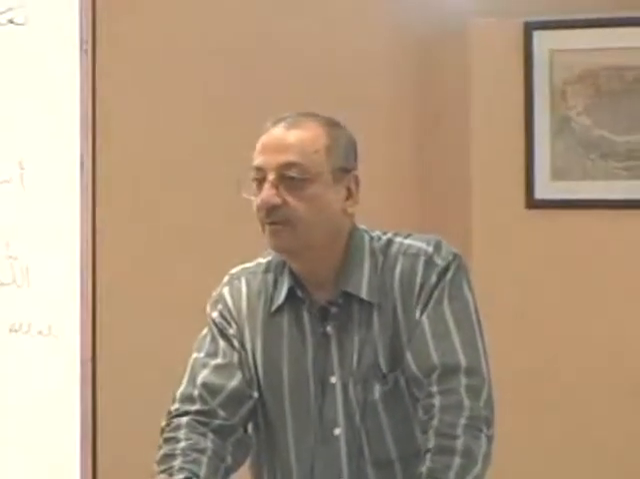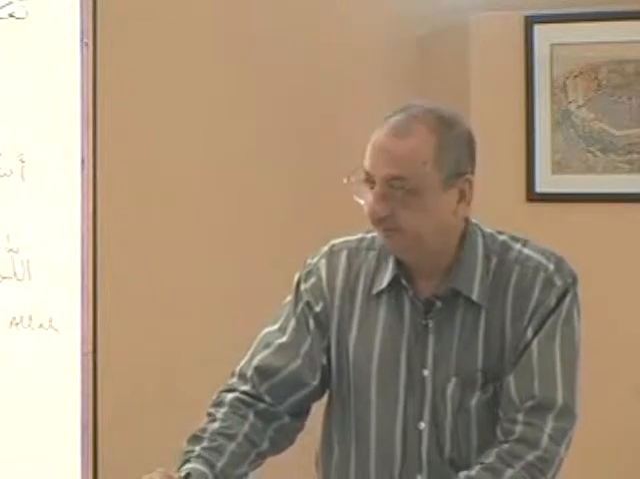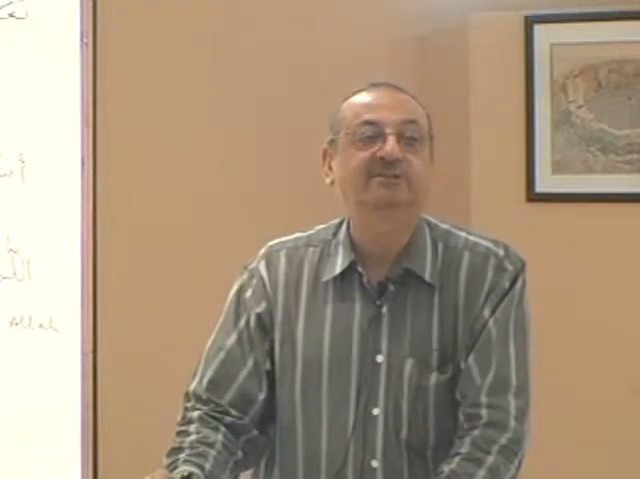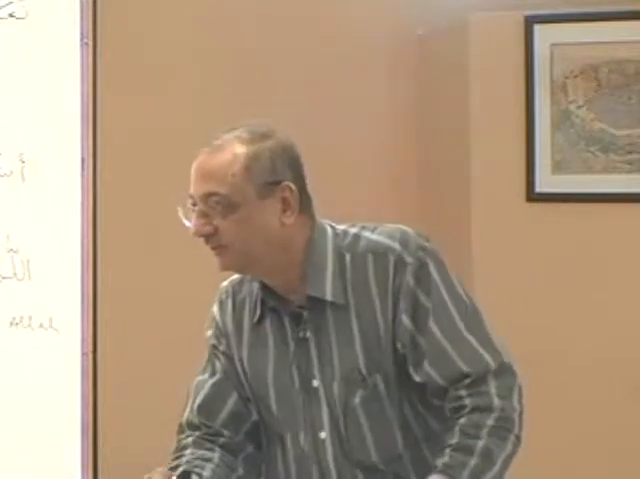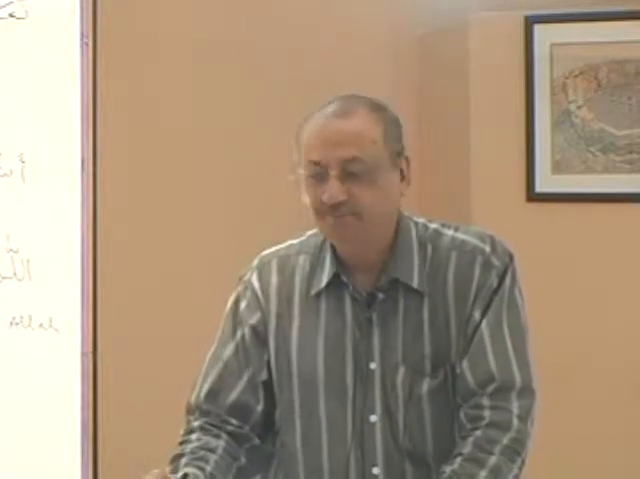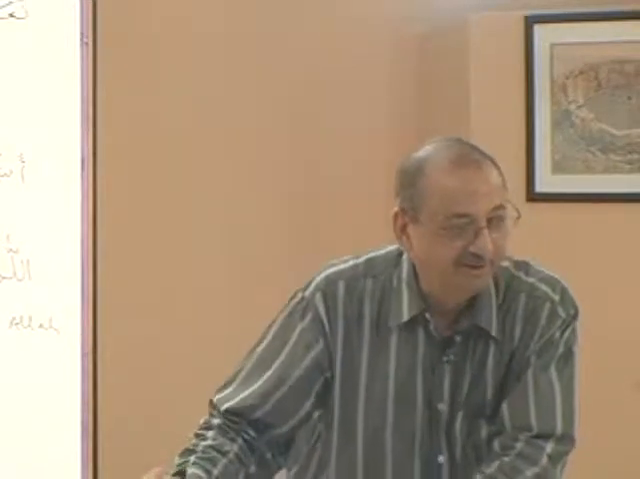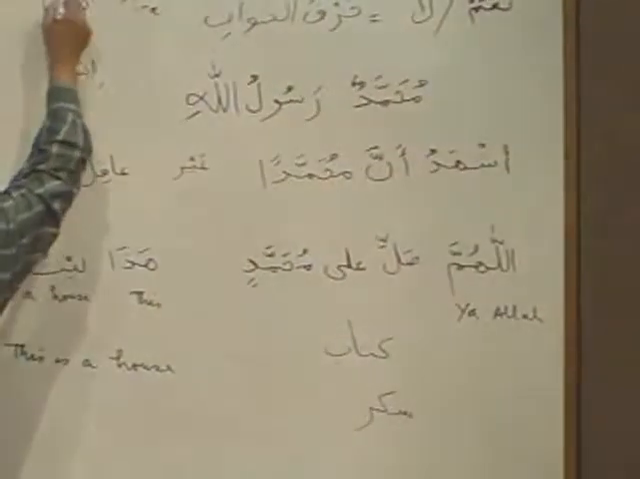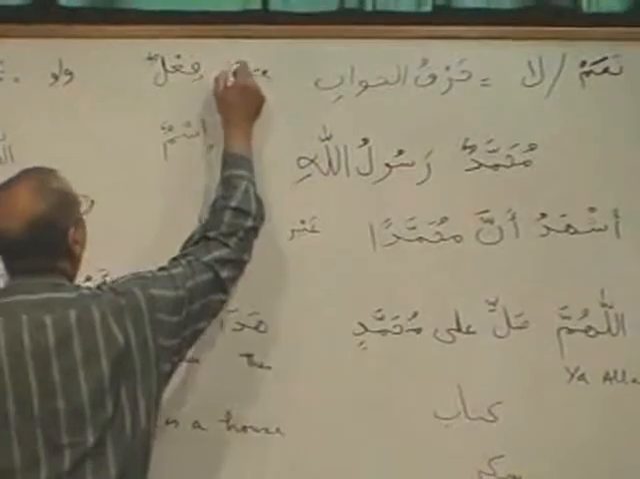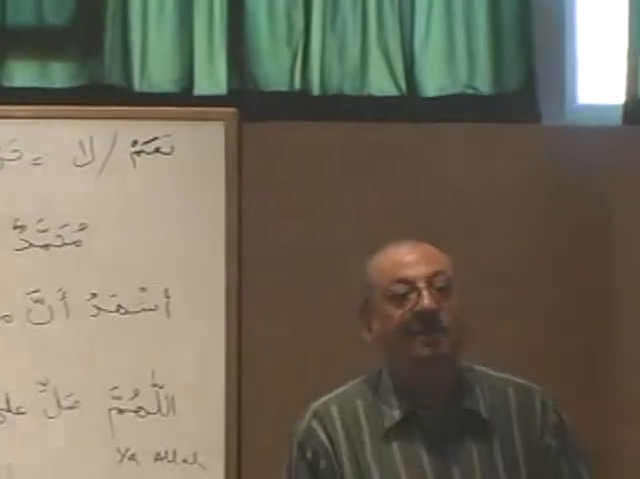Now, brothers and sisters, in Arabic language, there are two kinds of sentences. How many kinds? Two kinds. One is called al-jumlatul ismiyatu, and the other is called al-jumlatul fi'aliyatu. Remember, fi'al means verb. Fi'alun means verb. Are you with me, brothers and sisters? So, it's very simple.